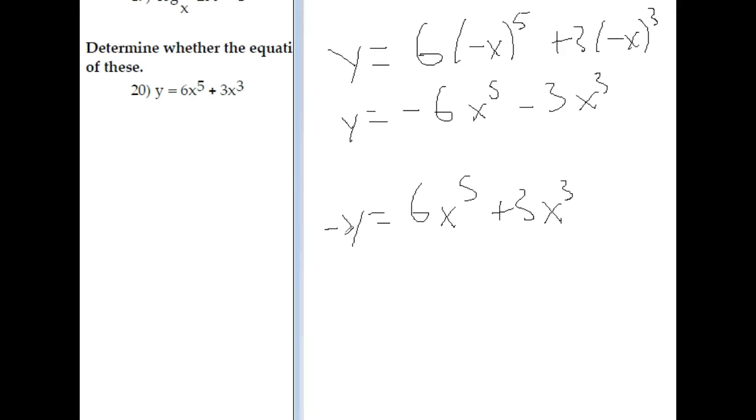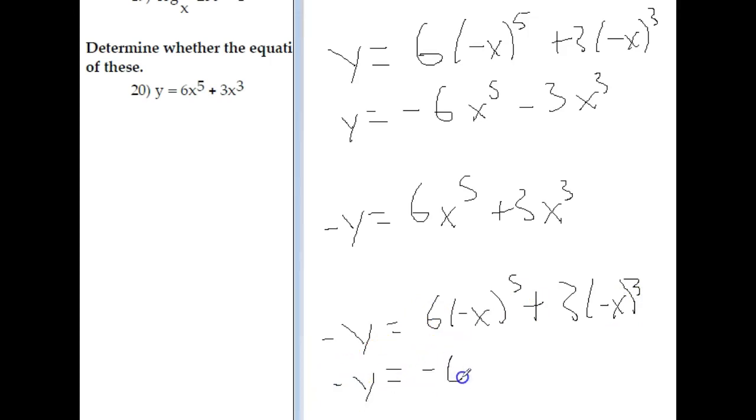Now, symmetry with respect to the origin is where you replace both the x's and the y's with negatives. So you would have a negative over there, negative x to the 5th, plus 3, negative x to the 3rd. Does this give us the same exact equation back? Well, it is actually going to in the end, because this term gets a negative introduced, and this term, just like we saw up here, also gets a negative introduced, because a negative variable to an odd exponent is still negative.